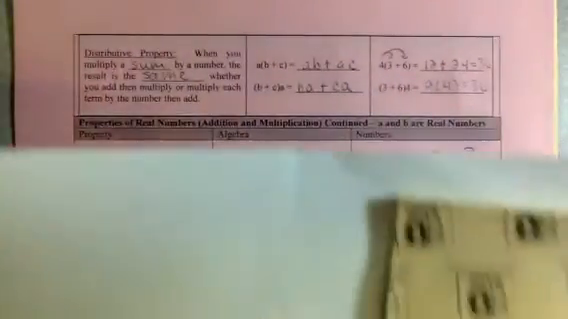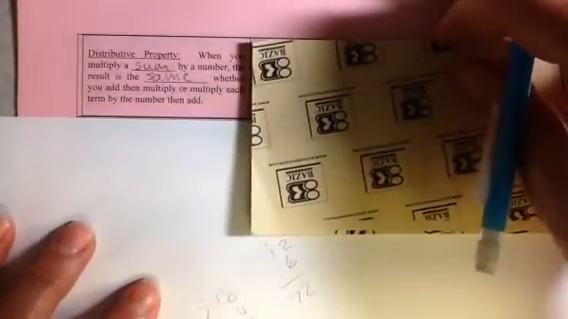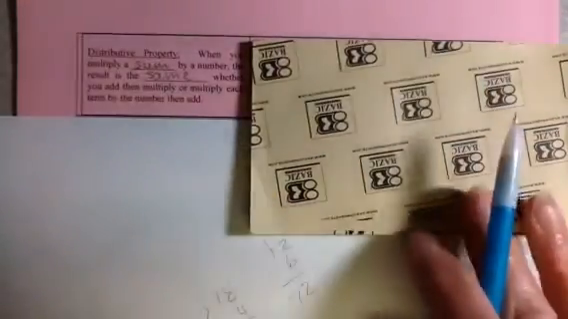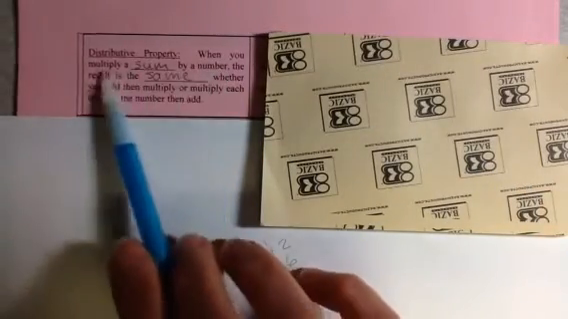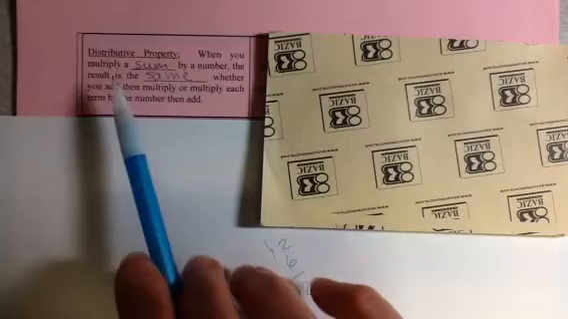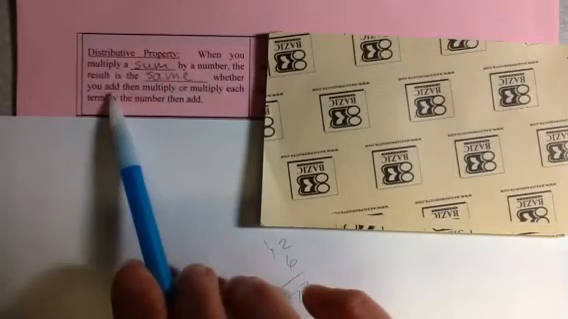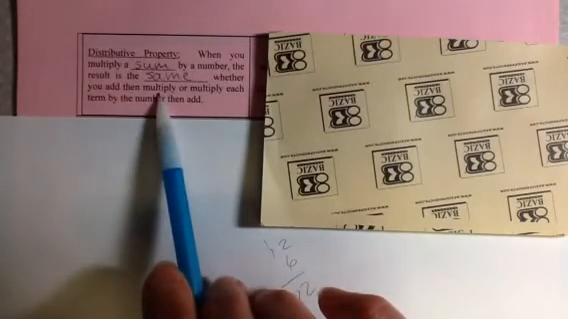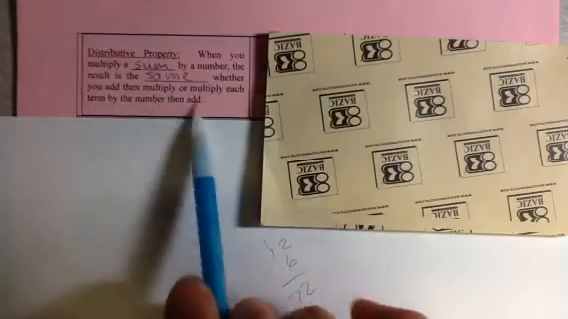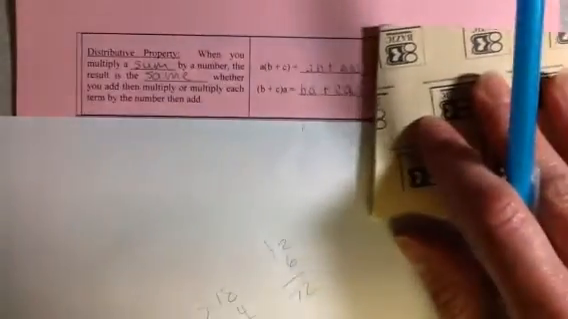Next thing we're going to talk about is the distributive property, and you've done the distributive property for years. So let's just write it out, define it, and write it out algebraically and then with numbers. So the distributive property, it says when you multiply a sum by a number, the result is the same whether you add, then multiply, or multiply each term by the number, then add. So let's look at it algebraically.